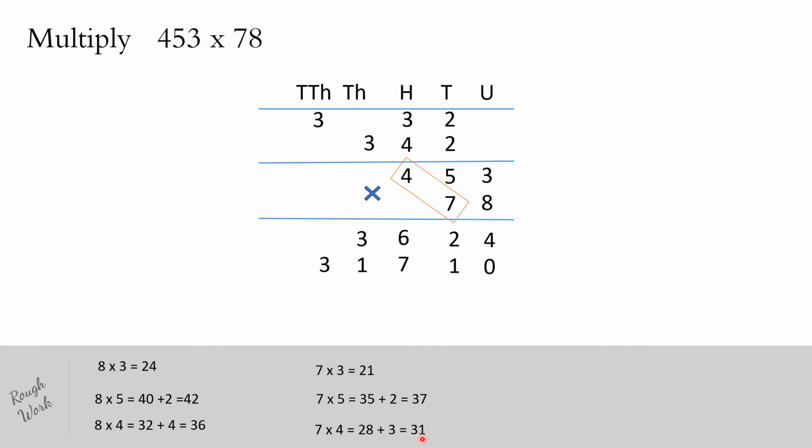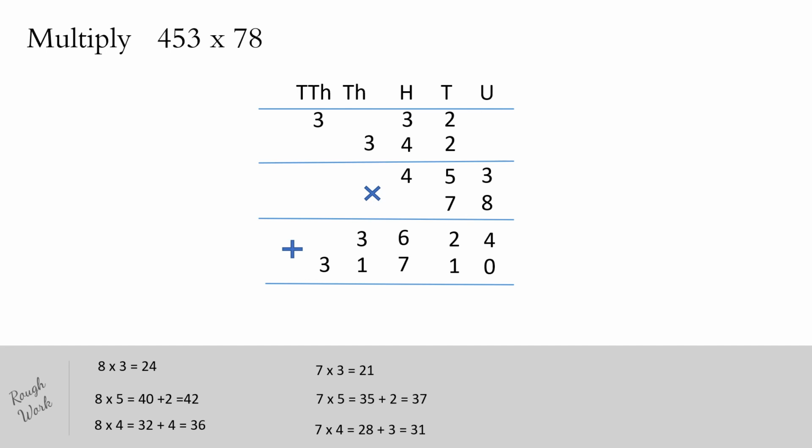So 453 multiplied by 7, we got the answer 31,710. Now we will add both these products to get final answer. So 3,624 plus 31,710.